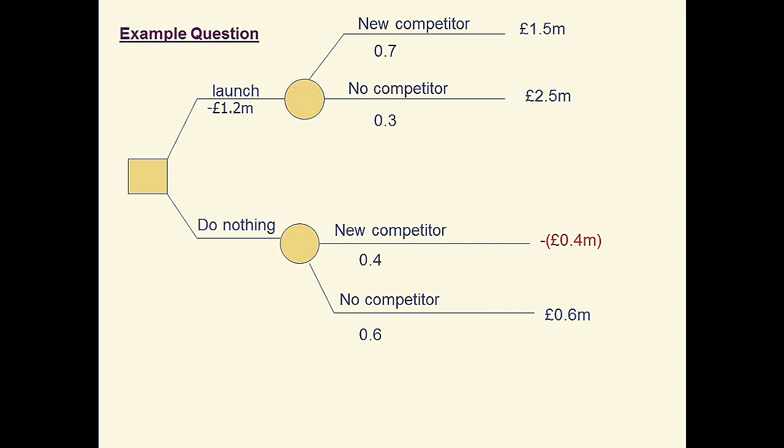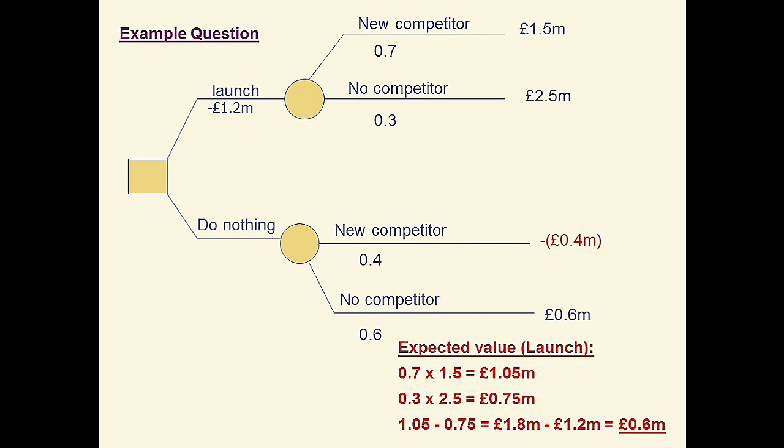For the do nothing part, with a new competitor they will face a loss of 0.5 million, and the chances of that happening are 0.4, that means 40%. And with no competitor they may have a gain of 0.6 million, and the chances of that happening will be 60%. You guys can pause this and try to work out the values, and then we'll see whether they're correct.